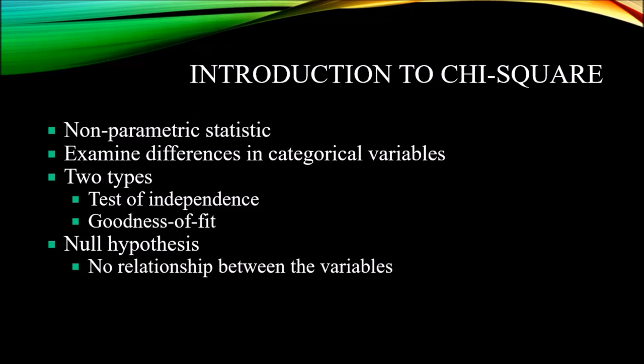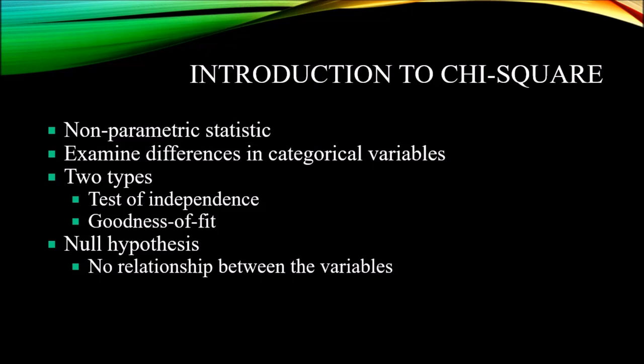The chi-square is used to examine differences in categorical variables, and it comes in two types: test of independence and goodness of fit. We use the test of independence when we have two variables and we want to see if there's a relationship between those variables. We use the goodness of fit when we have one variable, one set of observations, and we want to compare that to the expected observation. I'll give examples for those two types in a moment.